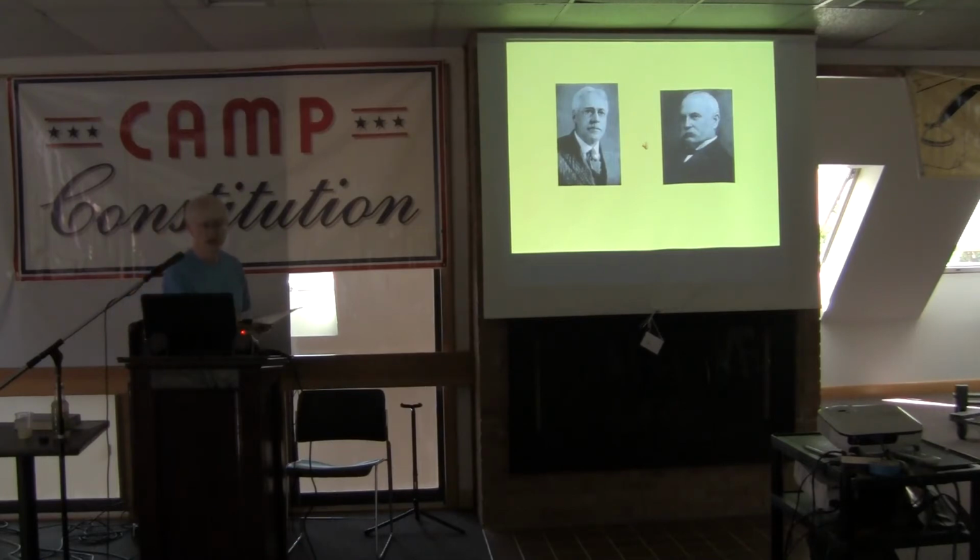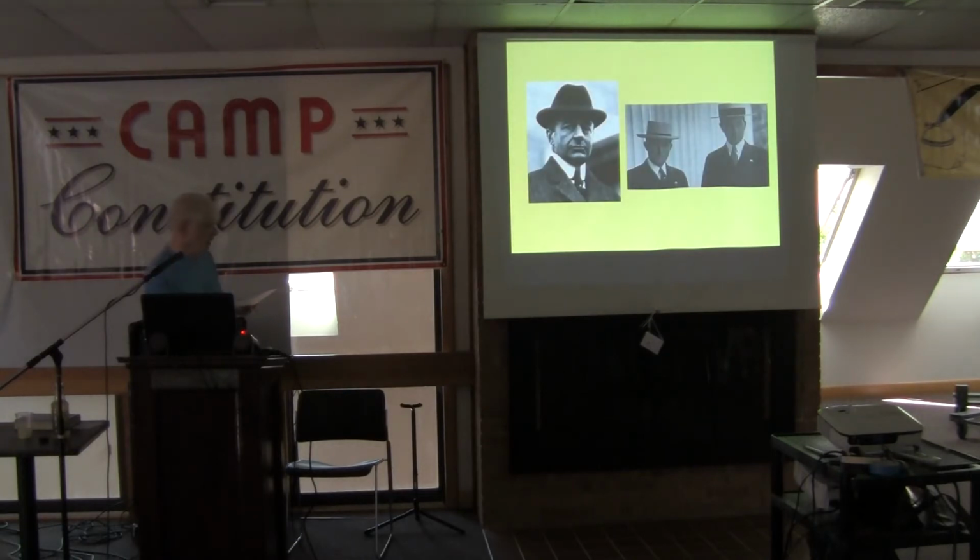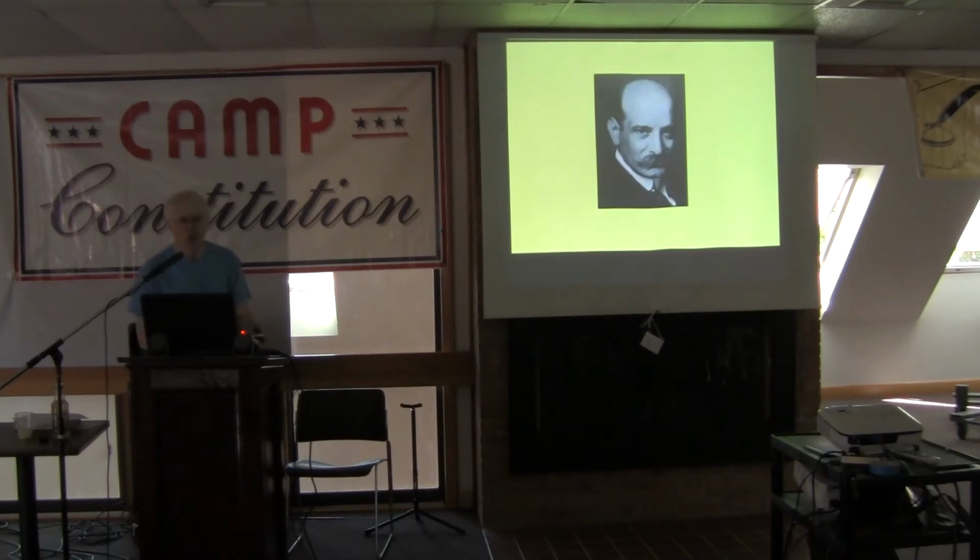And representing the House of J.P. Morgan, left to right, Benjamin Strong, head of J.P. Morgan's Bankers Trust Company. Henry Davison, senior partner at J.P. Morgan and Company. And Charles Norton, head of Morgan's First National Bank of New York. But the most important man at the meeting, the man who ran the meeting, was a man representing the European Rothschild interest, Paul Warburg.